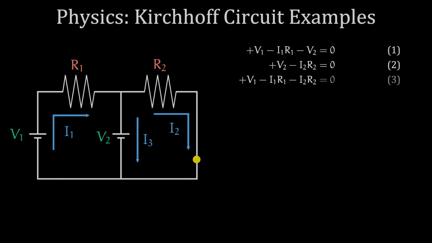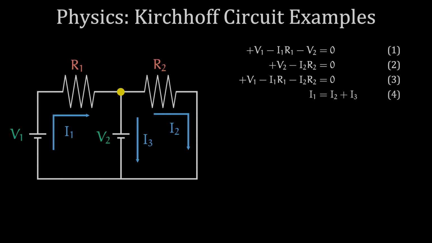Completing the loop, we have our third equation. We can also use the junction rule in this circuit. Let's take a look at the top intersection. I've drawn current I1 as going into this point, and currents I2 and I3 leaving that point. So for our fourth equation, the junction rule says current I1 equals I2 plus I3.